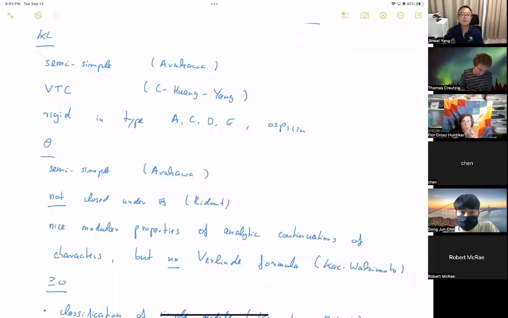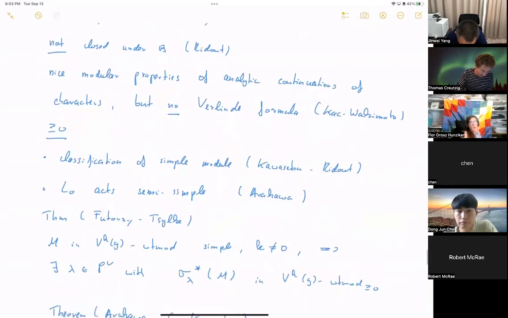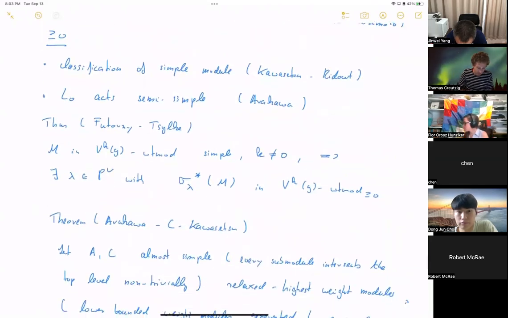of the cases. But if you leave this very nice category, this category that you would first consider, then immediately you see that things become quite interesting. So already for the category O, well, you still stay semi-simple, but otherwise it becomes more special. So this category is not closed in a tensor product, and also modular properties of characters are somehow not perfect. And then if one goes to these bigger categories, essentially all what one knows is a classification of simple modules, essentially due to Kazuya Kawasetsu and David Ridout using a result by Futorny and Křižka.